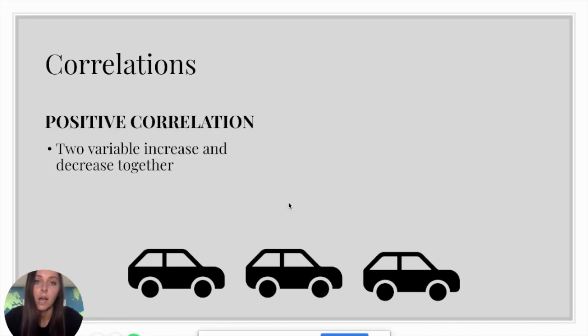So if we're looking at a positive correlation, that means the two variables are going to either increase or decrease together. So they're moving in the same direction. That's going to be key. When we're talking about positive correlation, you need to remember that they have to move in the same direction. Positive does not mean good here. And a lot of times in psychology, positive is not going to mean good. So you just need to be aware of that. In this case, positive means they're going to be moving in the same direction, either increasing or decreasing together.